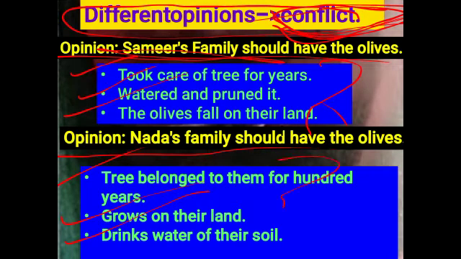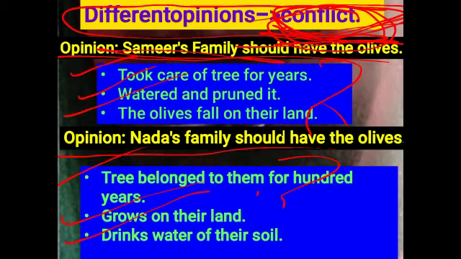If you have two different opinions, then what happens? It will lead you to conflict, isn't it? You will not agree with your friend, then your friend will not agree with you, then you will start fighting, like a debate kind of conflict will be going on. So we have identified the conflict in the story here, isn't it?